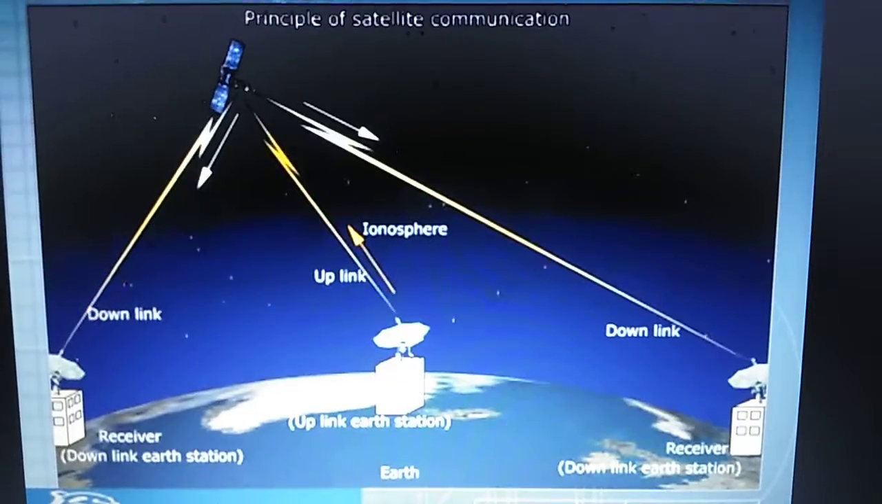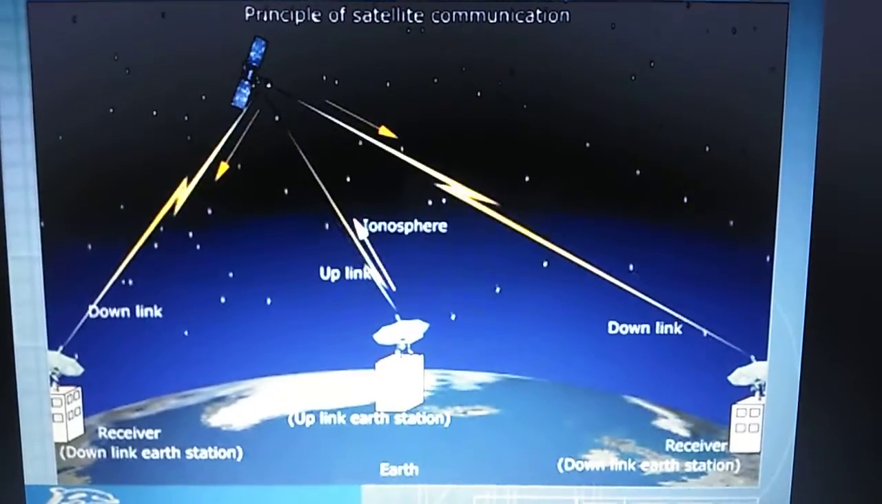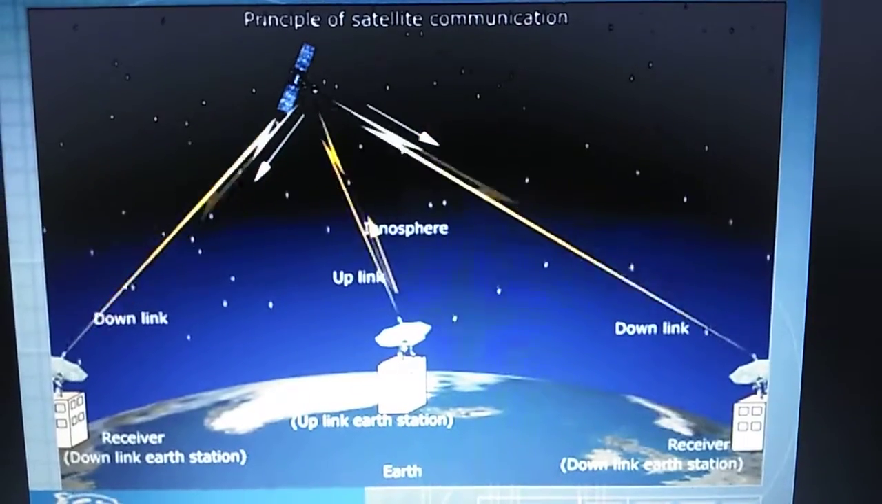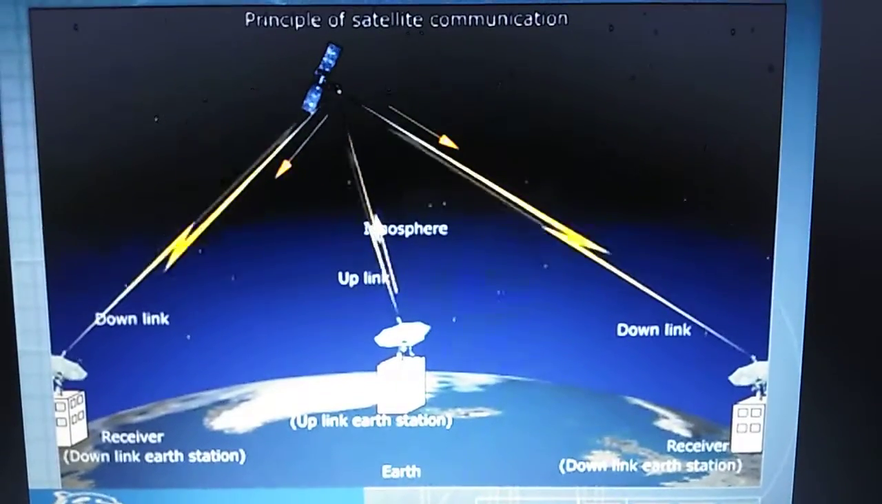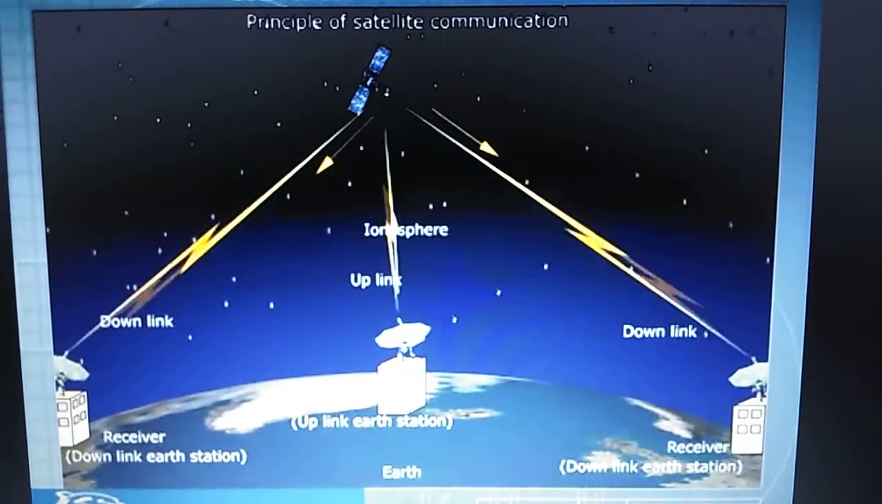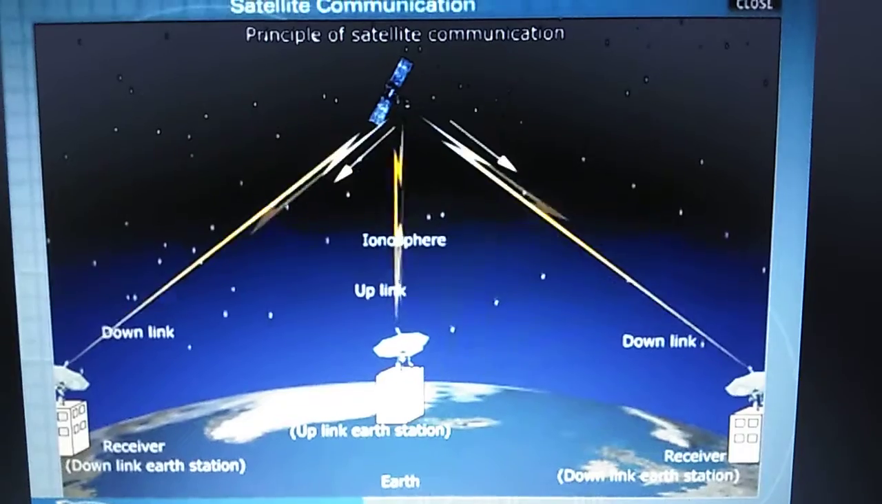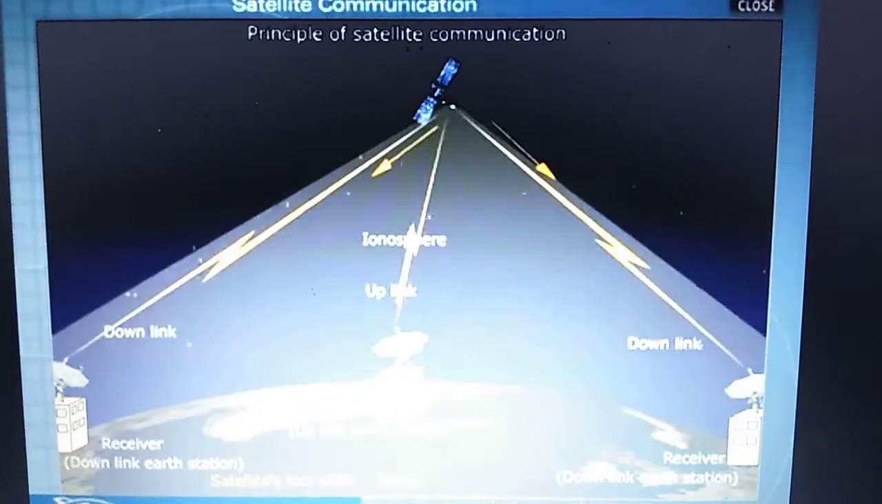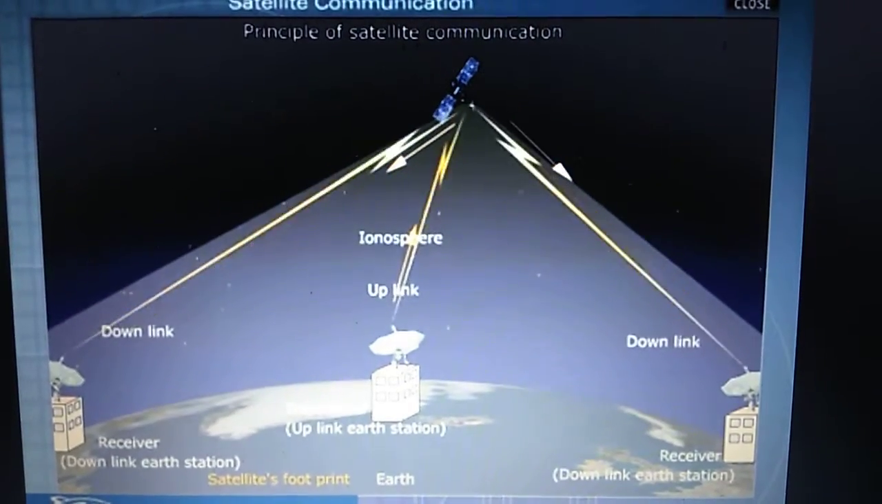The process of communication begins at an Earth station. The Earth station is an installation designed to transmit and receive signals from a satellite in orbit around the Earth. The Earth stations send information in the form of high-powered, high-frequency signals to satellites that receive and retransmit the signals back to the Earth.